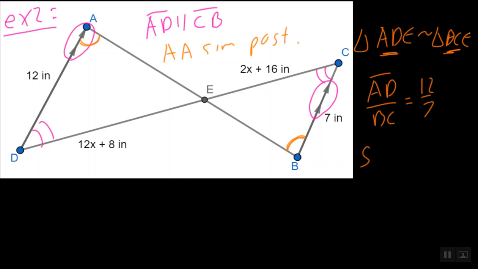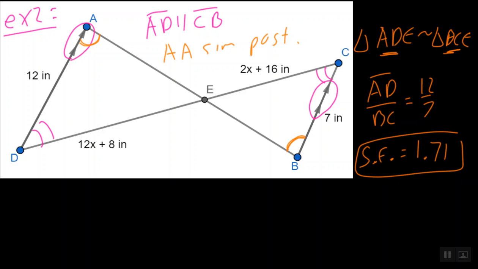Now remember, I would actually prefer that you always write this as a decimal. And 12 over 7 is kind of a sloppy number. Let's see what it is. Okay, so that's going to be a scale factor of 1.71.